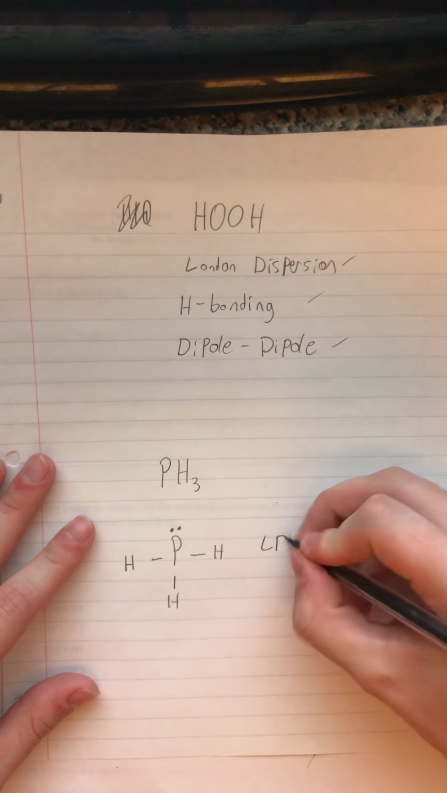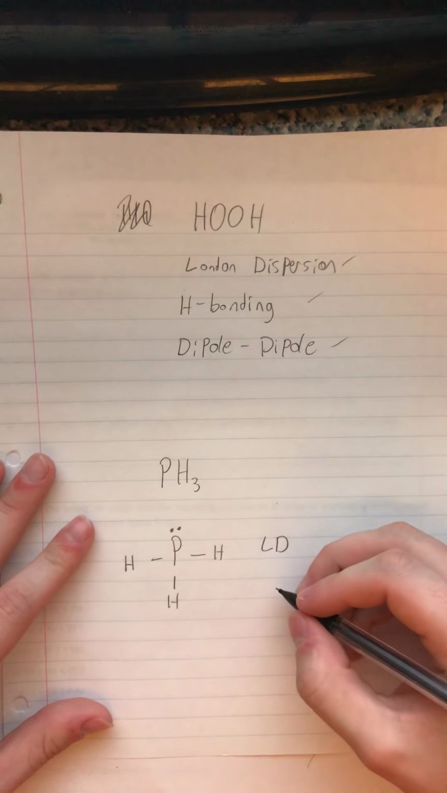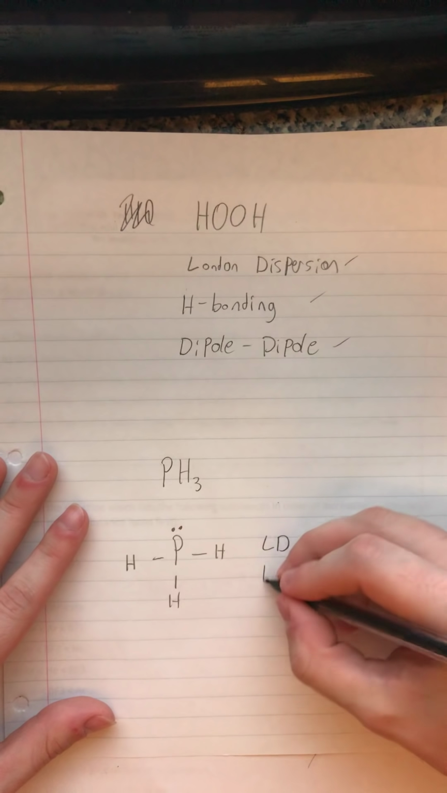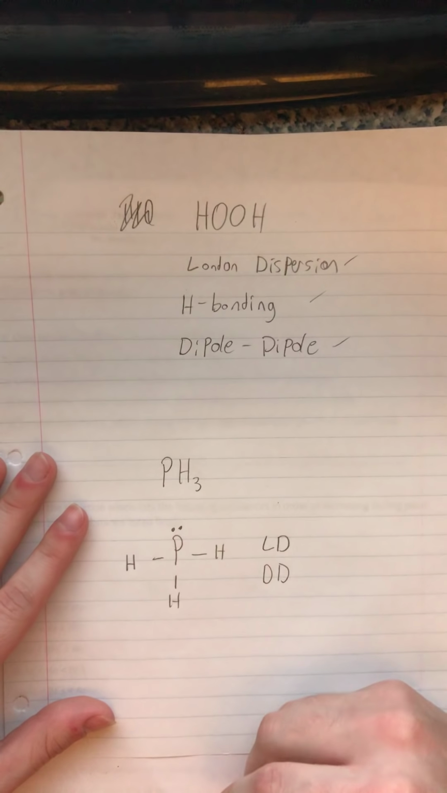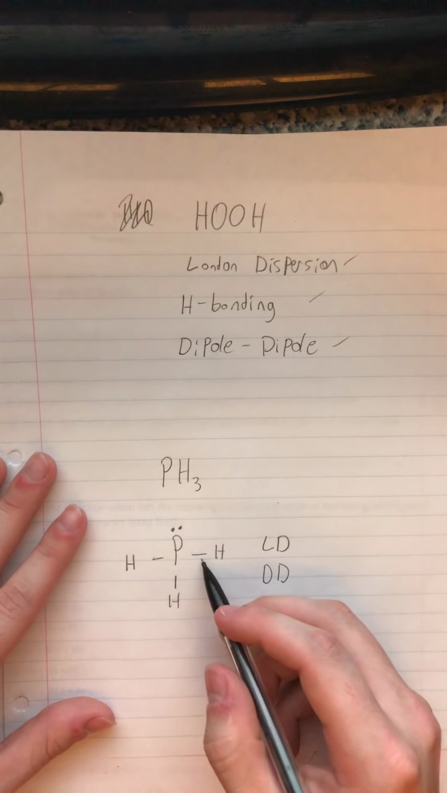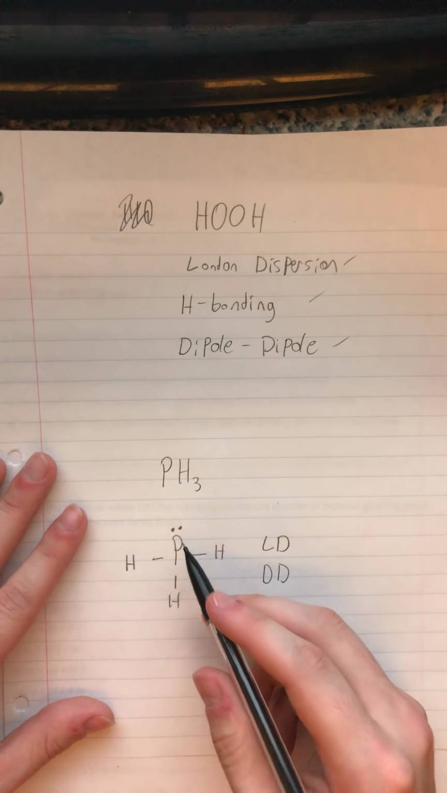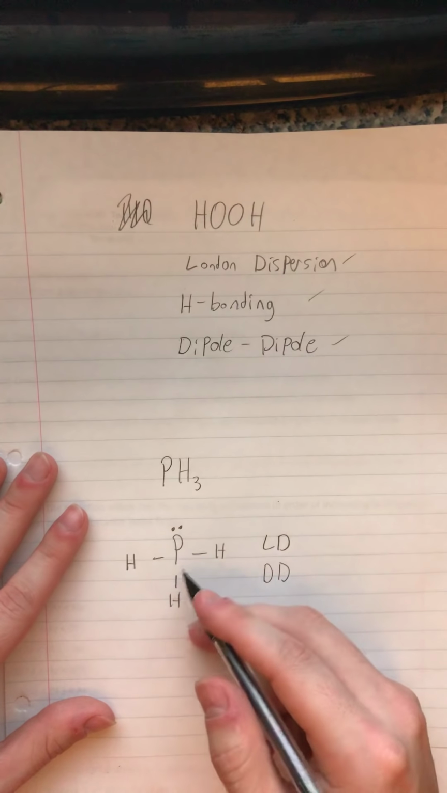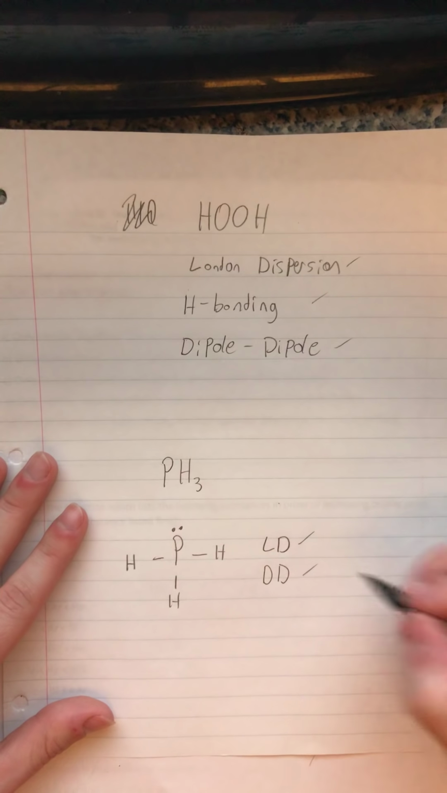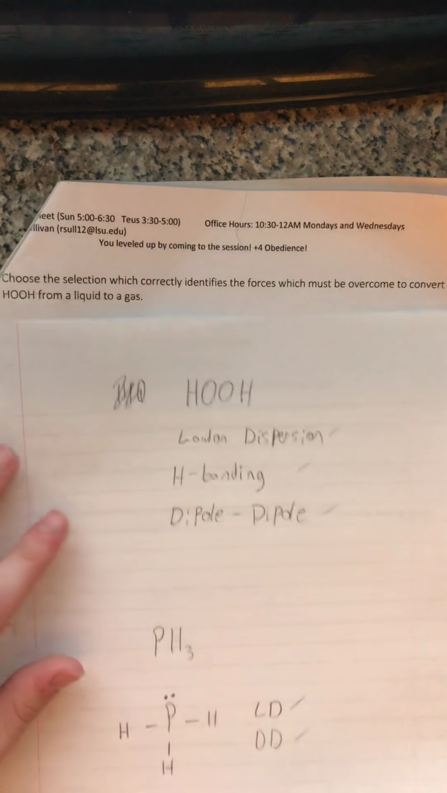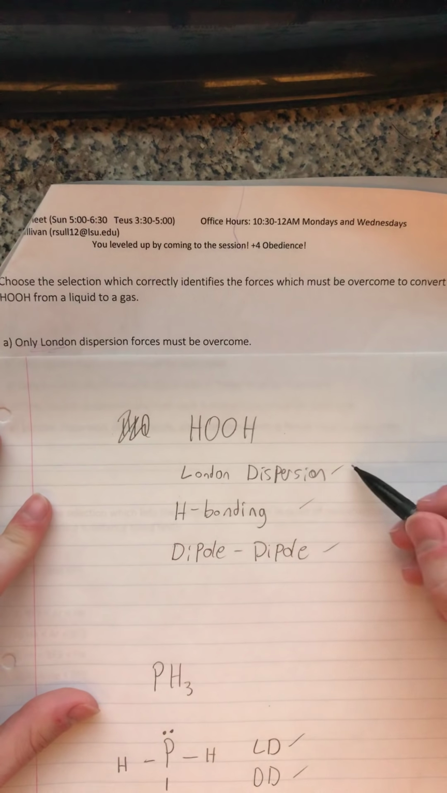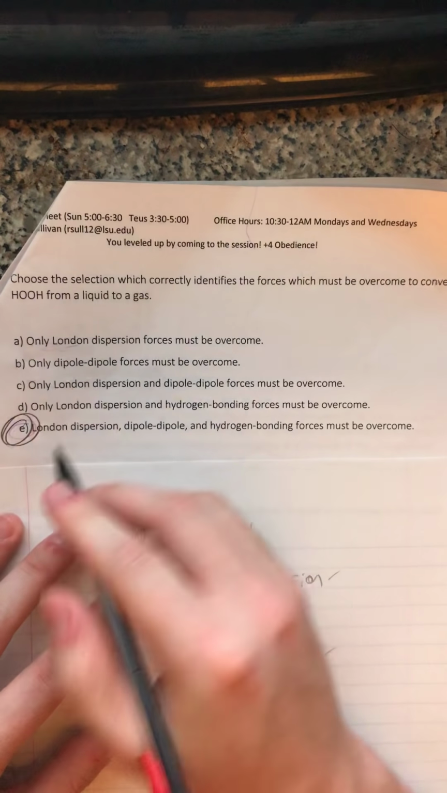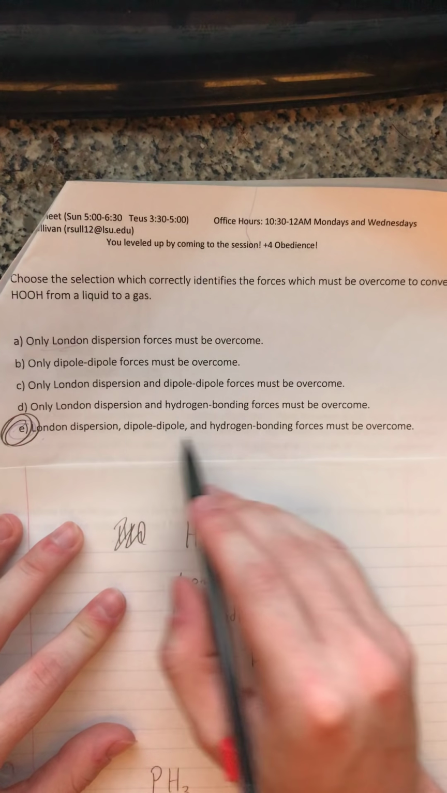So this would have London dispersion, LD. It would not have hydrogen bonding because P is not nitrogen, oxygen, or fluorine, but it would have dipole-dipole, DD, because if you look at this geometry, 4 domains with one of them being a lone pair gives you trigonal pyramidal, which is a polar shape. So this is considered polar. This would be an example of something that just had the 2 of those. All right, but anyways, the question wanted us to see HOOH, which had all 3. So I would go with answer E on this worksheet: London dispersion, dipole-dipole, and hydrogen bonding.